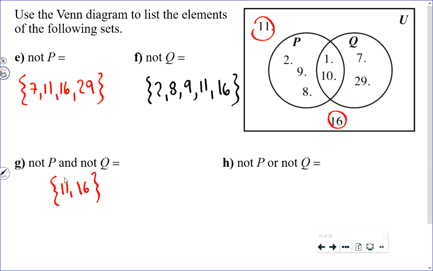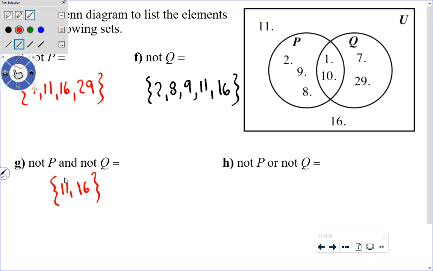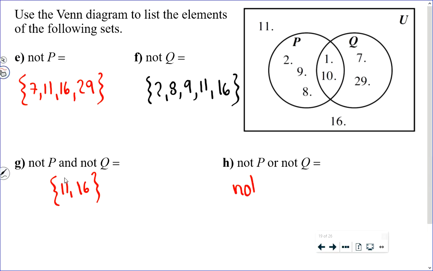Not P or not Q. Okay, so I don't think there's anything wrong with this strategy I'm going to show you. Not P or not Q. So I'm going to write this as not P, not Q, not both. If an element makes any of these three statements true, then it's in this set.